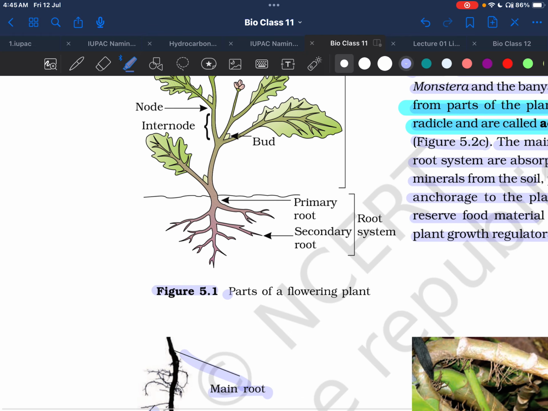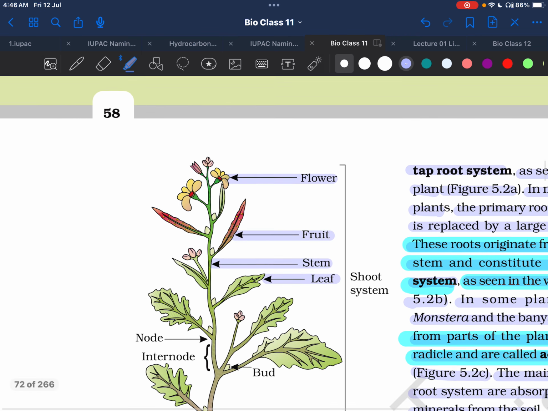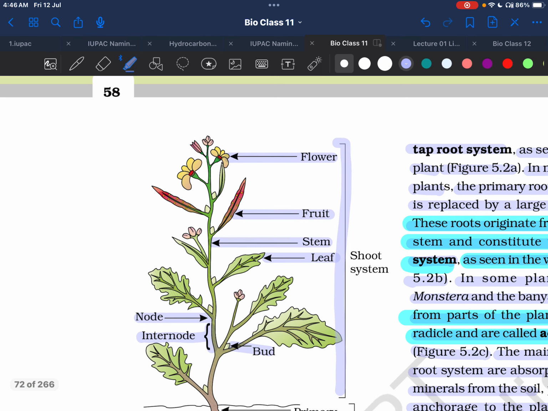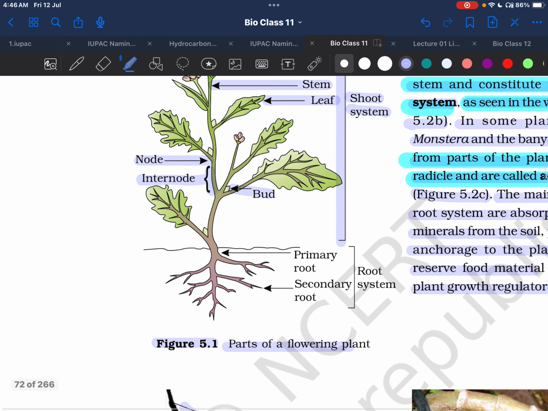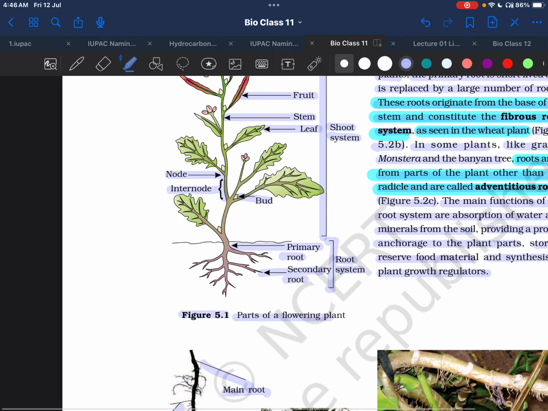Figure 5.1: Parts of a flowering plant: flower, fruit, stem, leaf, node, internode, bud. This is the shoot system. Primary root, secondary root. This is included in the root system.